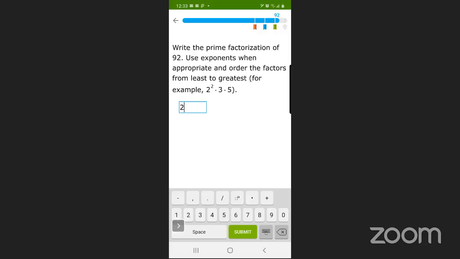So what was the answer? I don't remember. You don't remember? Okay. It was 92. What were the numbers that you did? Write 2 to the power of 2 first, and then 23. 2 to the power of 2, then dot 23. Is that right? Yeah.